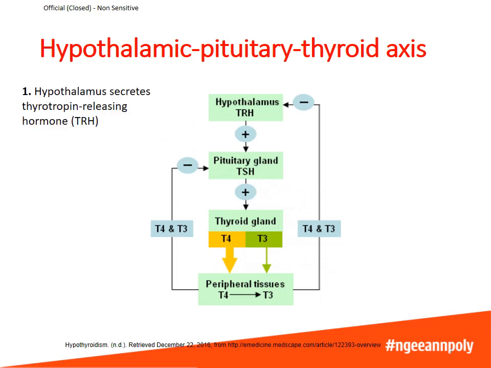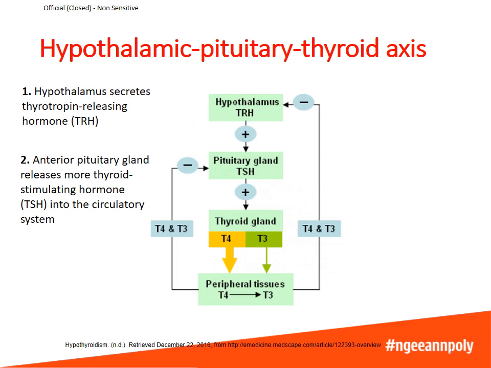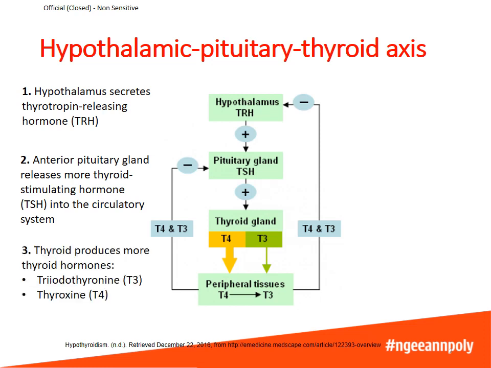The hypothalamus secretes thyrotropin-releasing hormone or TRH. This stimulates the anterior pituitary gland to release more thyroid-stimulating hormone or TSH into the circulatory system. TSH stimulates the thyroid gland to produce thyroid hormones.